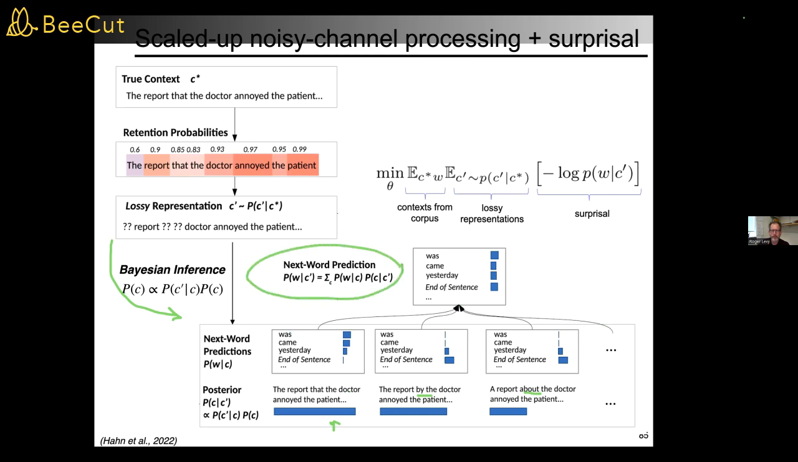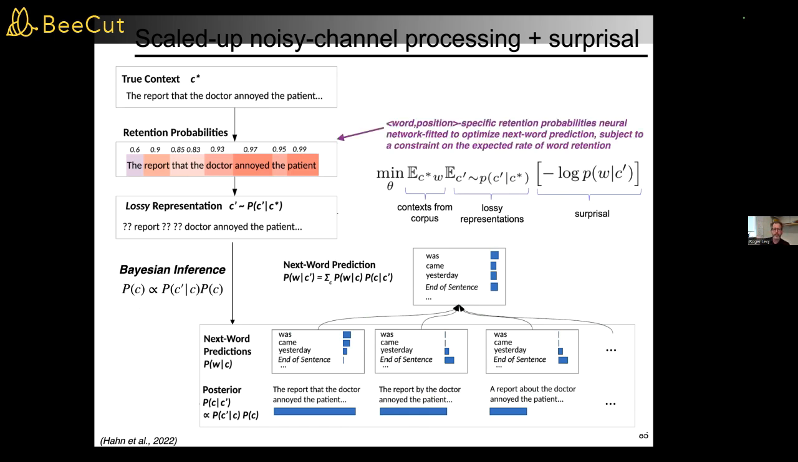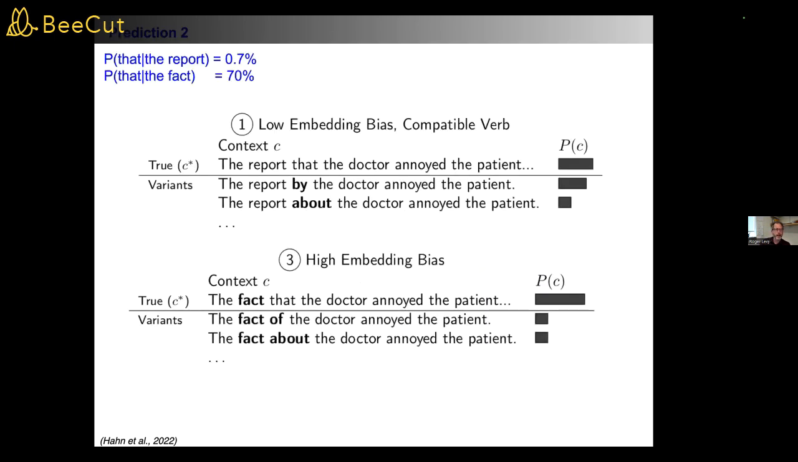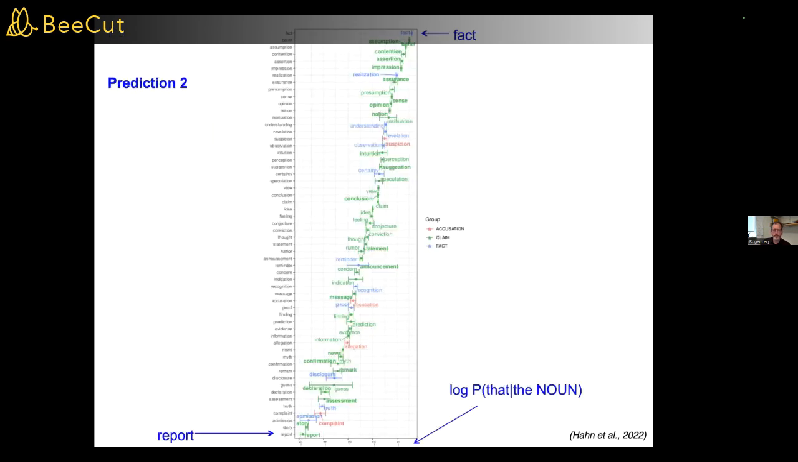Here's the law of total probability. And then this model is optimized. We have free parameters, which are retention probabilities in this model, which model the nature of memory limitations in language processing, noise in the mind. Okay, and we optimize it for good next word prediction in the context of noise. And then it turns out that we actually get these predictions.